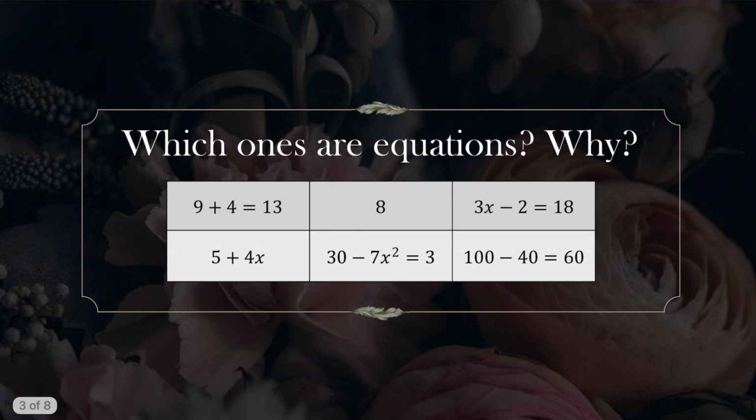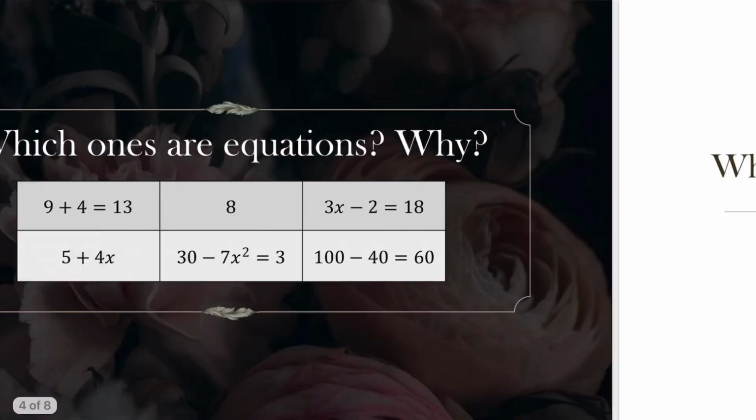Okay, so here I have 6 things. 4 of these things are equations. So pause the video and circle the ones you think are equations. Okay, so if you circled these 4, you'd be correct. And one of the biggest giveaways that they're equations is this equal sign here.